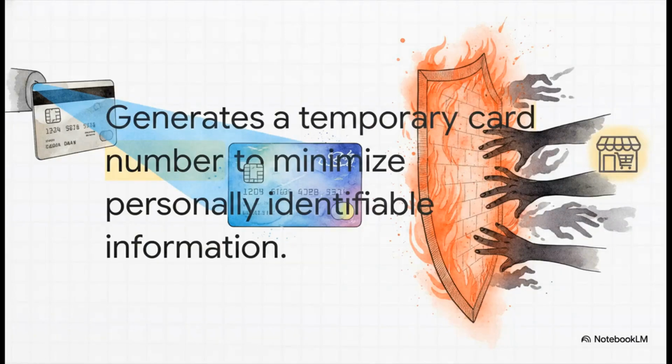We can also isolate our financial identity. When you're buying things online, providing your actual credit card number to a server introduces a ton of risk. Virtual credit cards minimize your personally identifiable information by generating a temporary trackable number. It basically acts as a firewall for your actual credit card, completely isolating your real financial data during e-commerce transactions.